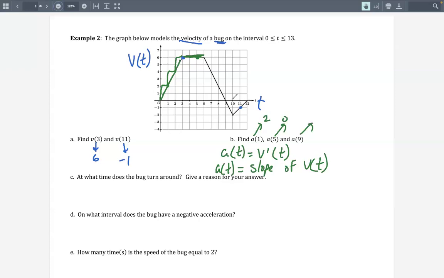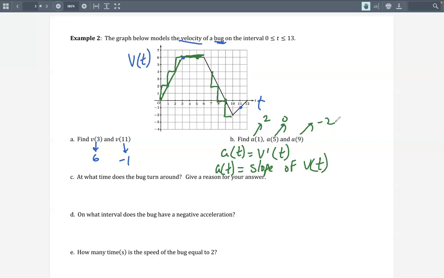And A of 9 would be right here. When the time is 9, we're here. On that linear piece, our slope is down 2 over 1, down 2 over 1, down 2 over 1, which is -2. Okay, so if you're looking at a graph of velocity, the y values tell you the velocity, the slope tells you acceleration, because the derivative or the slope of v is acceleration.